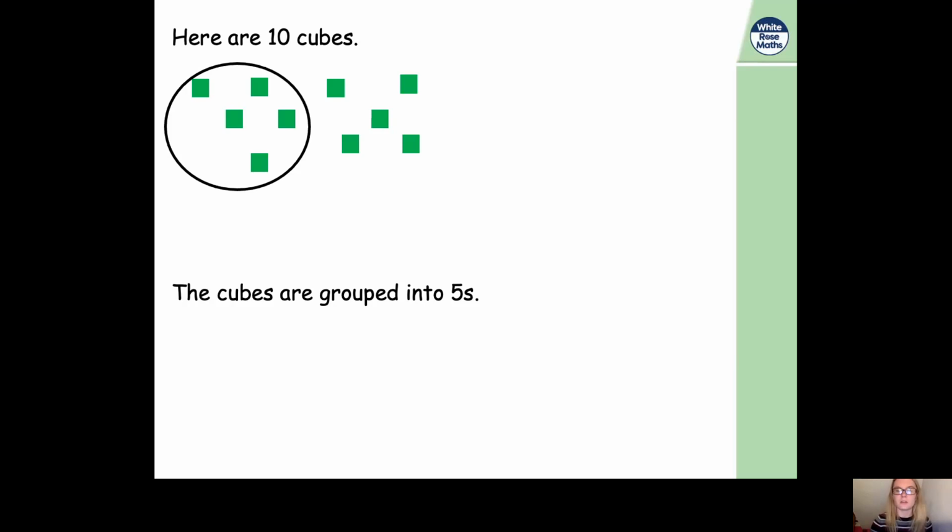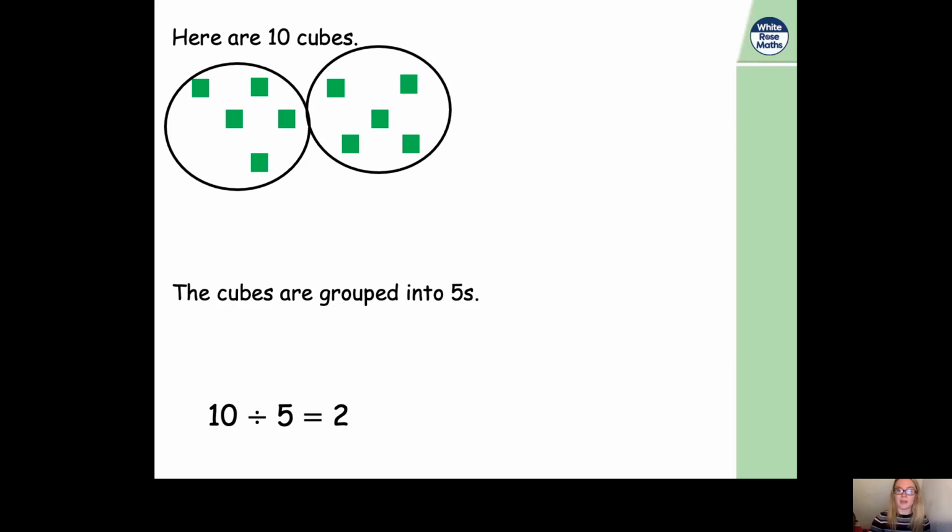Can I make another group? Ah, yes, look, I've made another group of 5. And again, it has 5 cubes in. So both of my groups have 5 cubes. So how many groups have I made? Yes, that's right. We made 2 groups of 5.